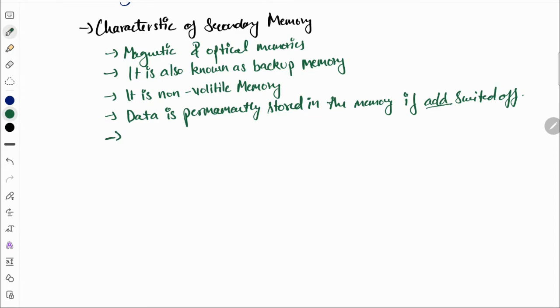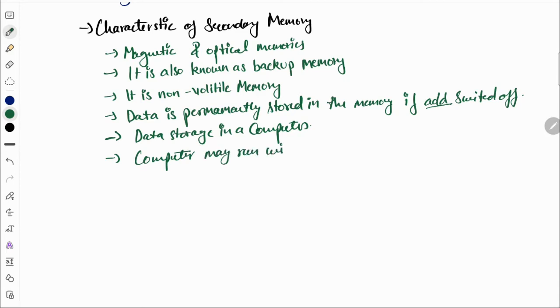It is used for data storage in a computer. A computer may run without the secondary memory. It is slower than primary memory.